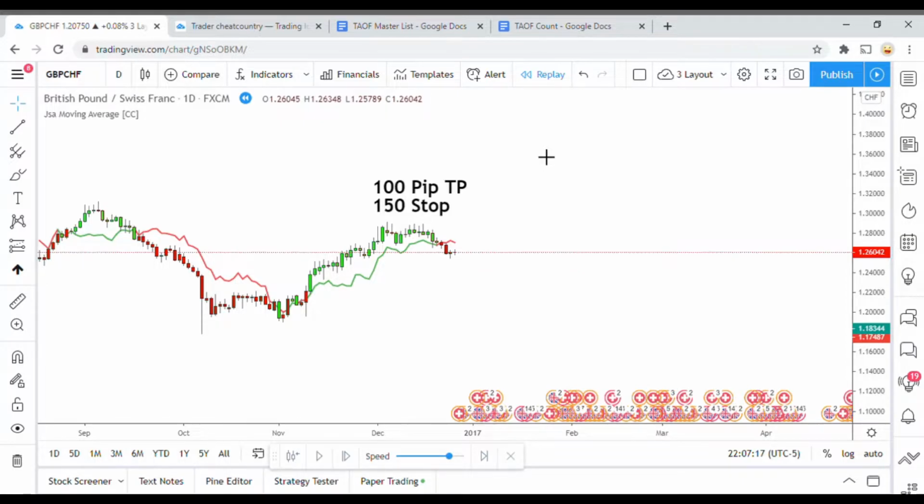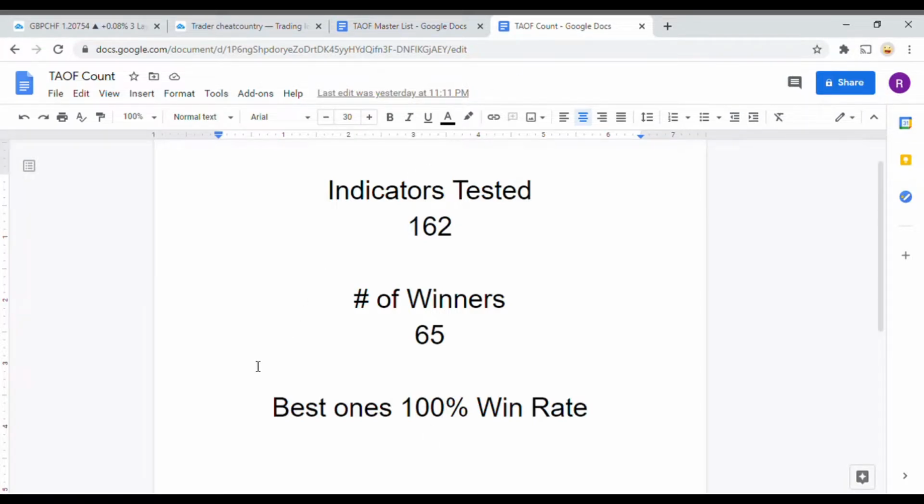Alright, as I said, today we will be testing the JSA moving average. But before we do, I wanted to put the indicator scoreboard up for everyone to see. So, to date, we have tested 162 indicators. And out of those 162 indicators, 65 of them have been winners, which means that they have met or exceeded the 60% win-loss ratio threshold that we have set for them.